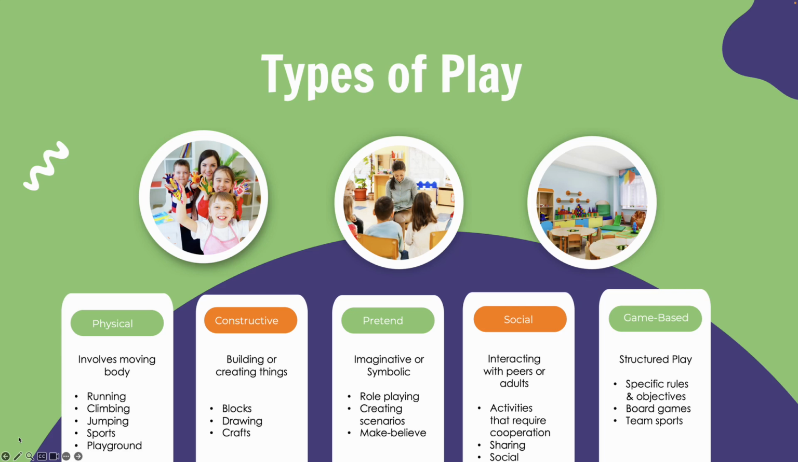Social types of play is where you're interacting with peers or adults. Activities that require cooperation, sharing, and social interactions. Game-based play is structured play, where you have specific rules and objectives. You can play board games and team sports.